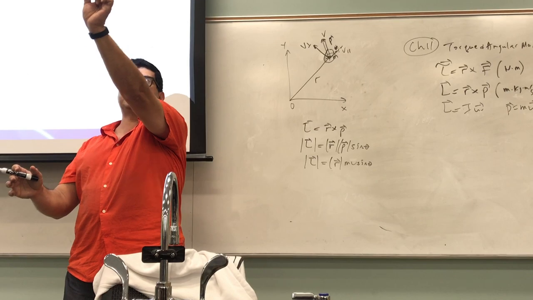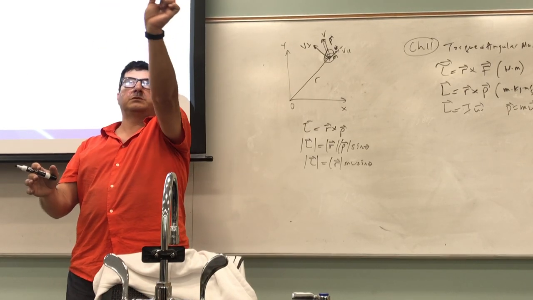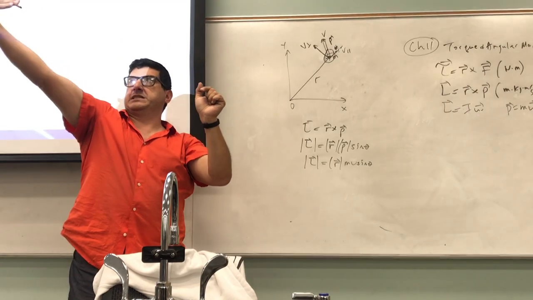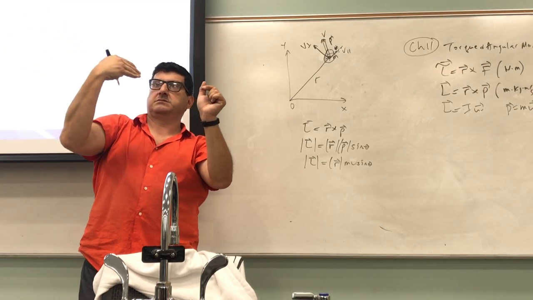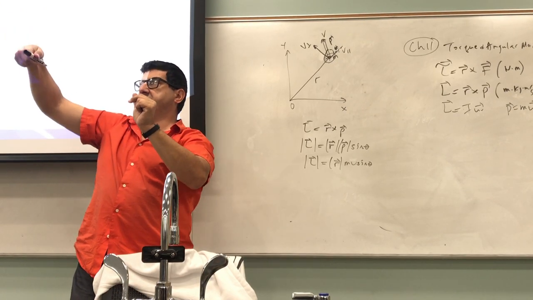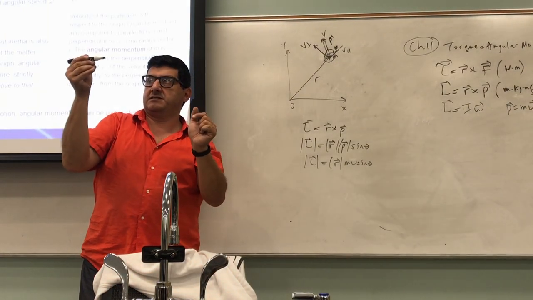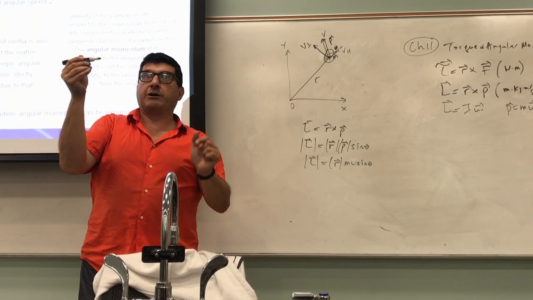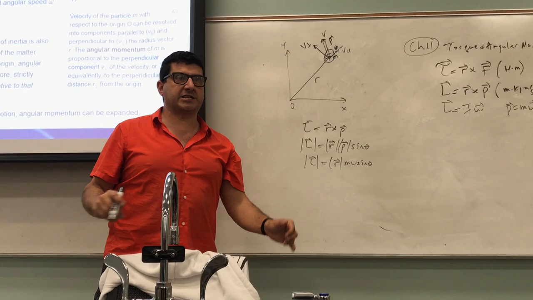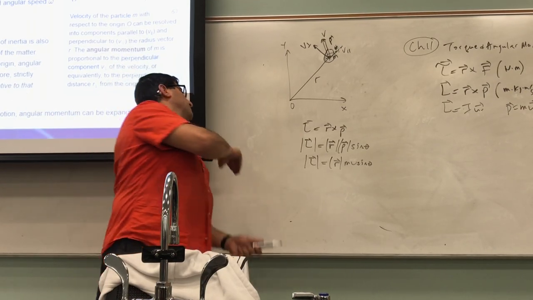But if an object has this kind of motion, imagine it's coming at an angle like that. It's coming at an angle, so it has this velocity and this velocity. So now it has angular momentum. When it comes and hits me, it makes me rotate, like a slap.